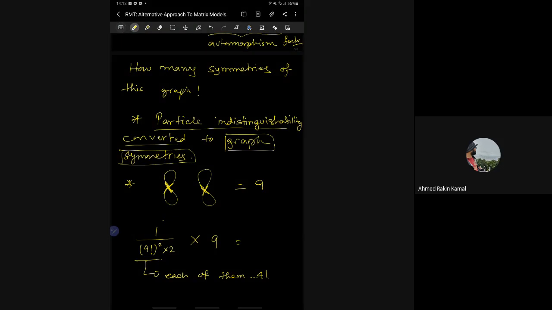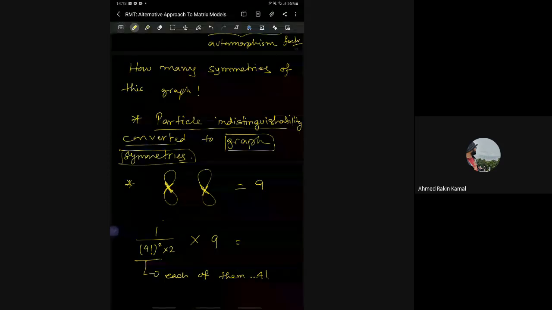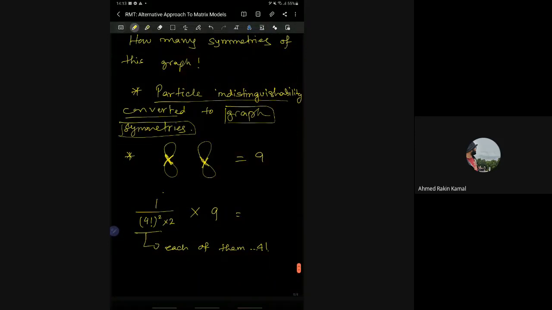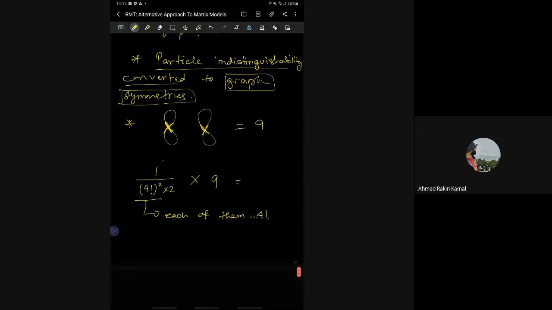As a pair, it's also indistinguishable. We don't know, because again, think of it like 4 copies of yourself. We don't know how to distinguish them, but basically you are the same. So for each of them, we divide by 4 factorial. So 4 factorial squared, and as a pair, there is an indistinguishability. I don't know which pair is standing first, which pair is standing second. As a pair, they're indistinguishable. That's why multiplied by 2. So if you multiply this with 9, because we have 9 of these, as you know, we get this number.